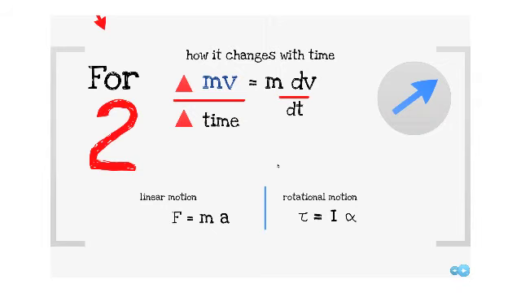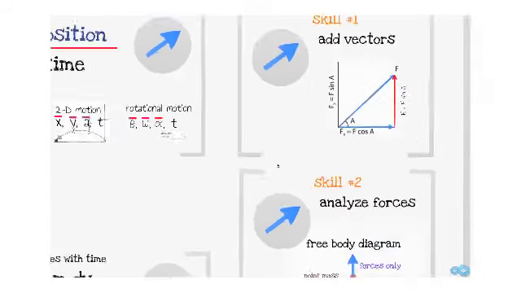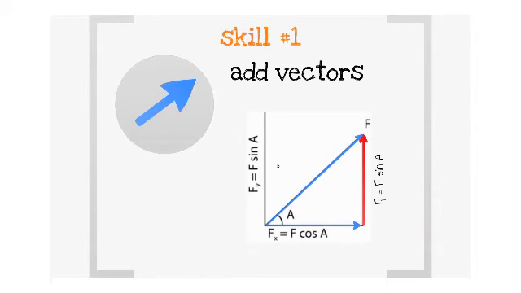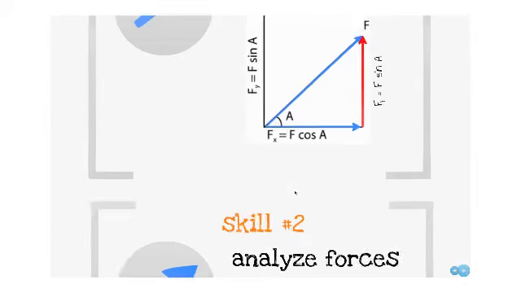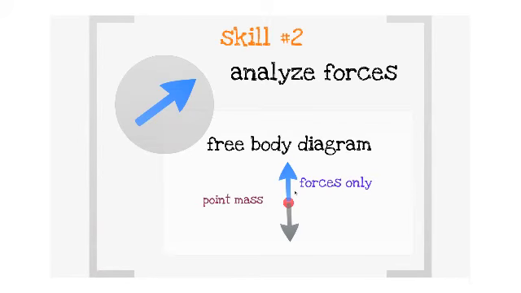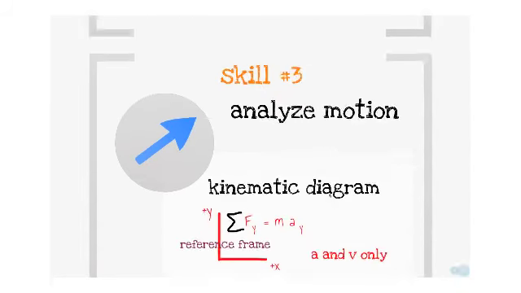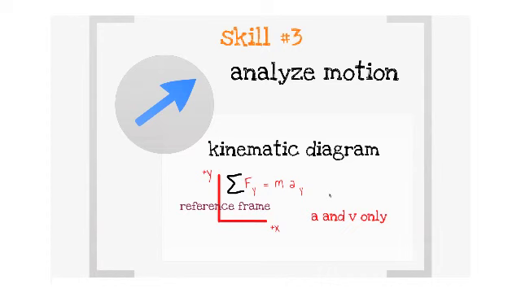Again, we're dealing with vectors, so you might realize that one of the skills that you need is to be able to add vectors and resolve them using trigonometry into their component values. Another skill that you'll need is to be able to analyze forces into what's called a free body diagram. On this diagram, normally we represent the mass as a point mass, and we superimpose the forces onto that point mass, and use that information to apply to the motion, which is maybe a different diagram.